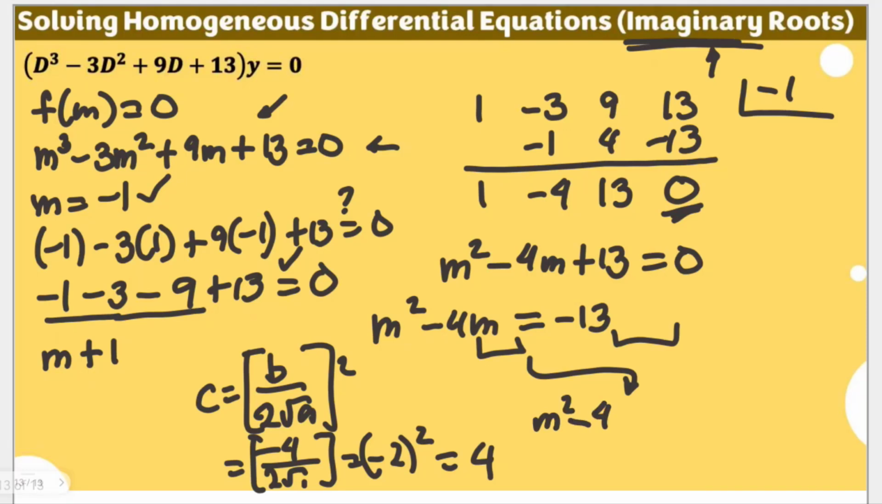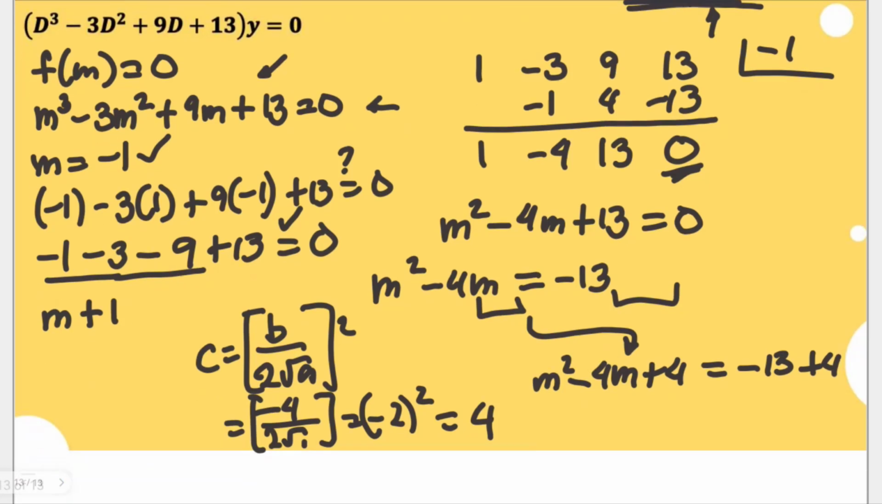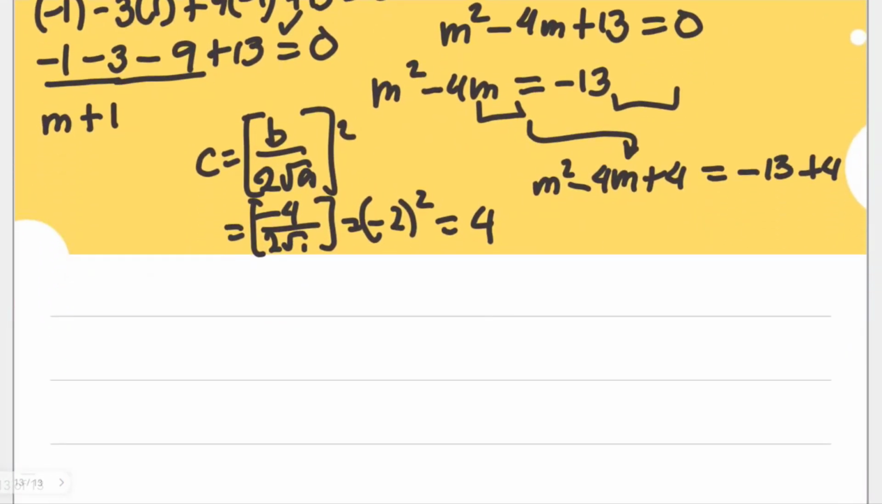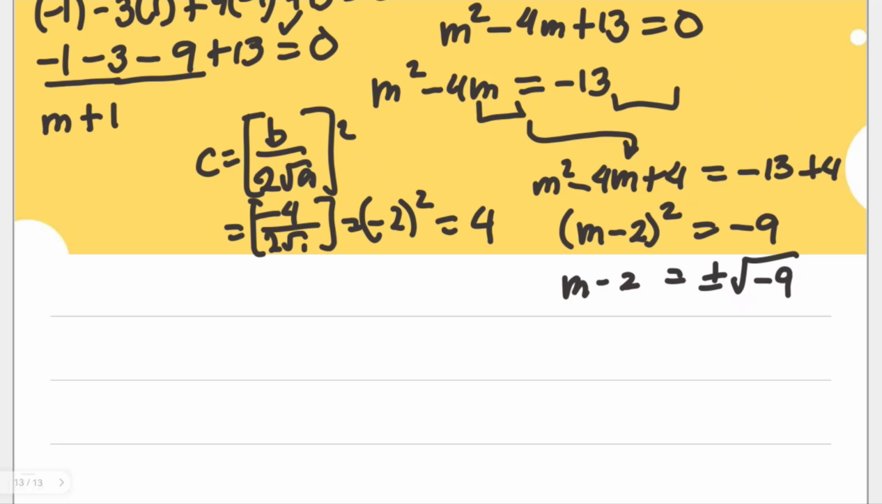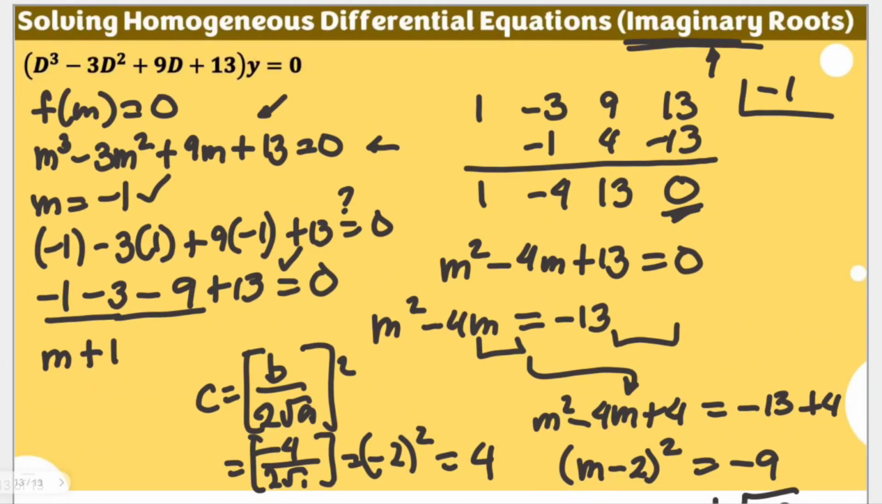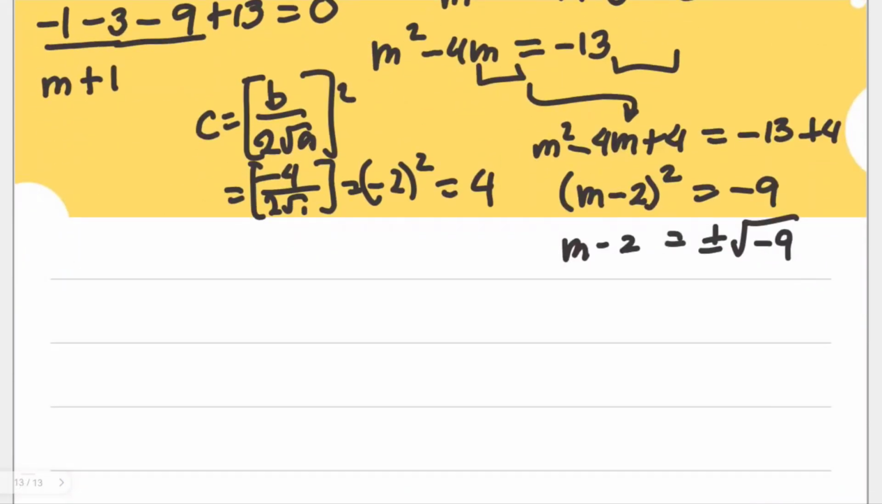m squared minus 4m plus 4 is equal to minus 13 plus 4. Of course, you could always use your quadratic formula, but I'm just going to reintroduce this as one of the options as well. So this would mean you have a perfect square trinomial of m minus 2 squared is equal to minus 9 on the other side. Take the square root of both sides, you have m minus 2 is equal to plus minus the square root of minus 9. Obviously, this shows imaginary, and that is why the rational root or rational zero theorem earlier is not enough, because there are roots that are imaginary.